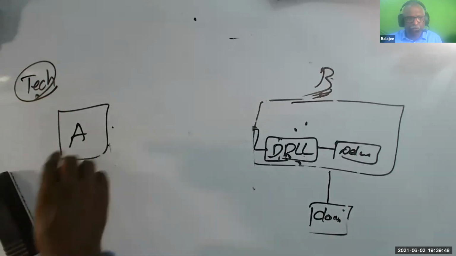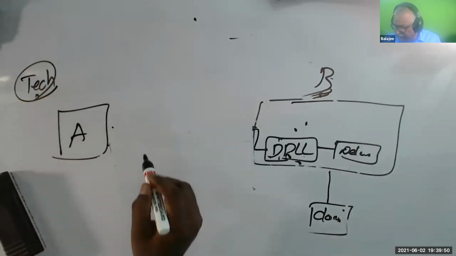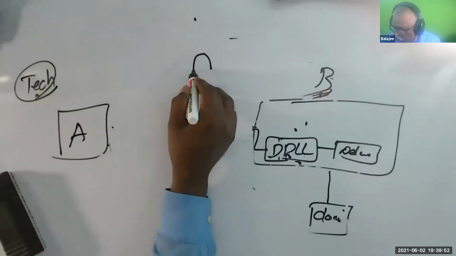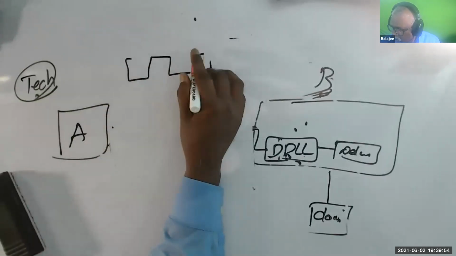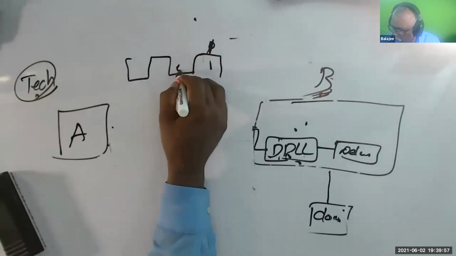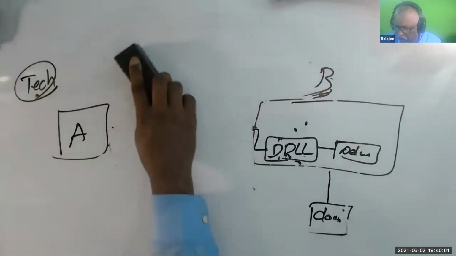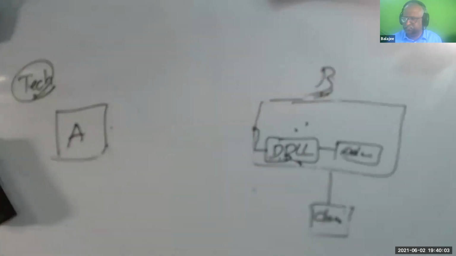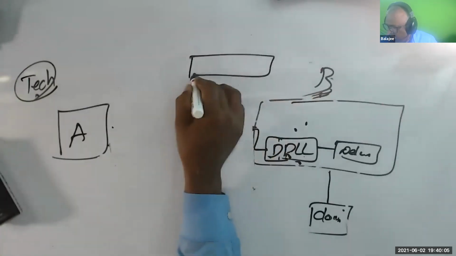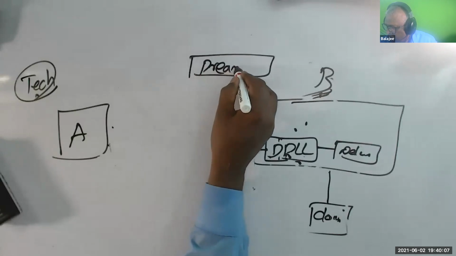Before I transmit the data, I send the clock: 1, 0, 1, 0, 1, 0, 1, 0. But the standard calls this a preamble.